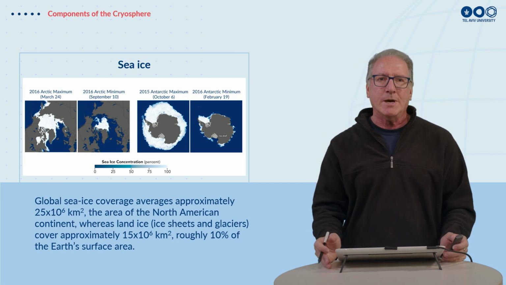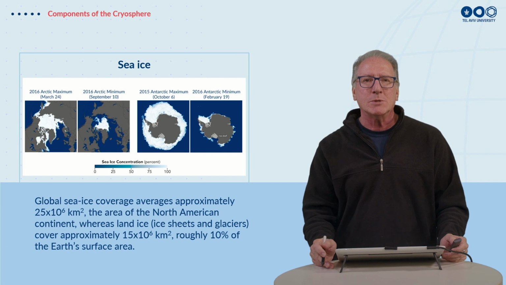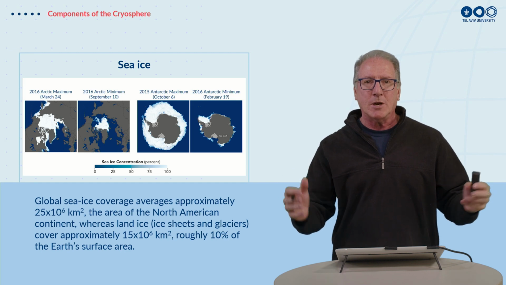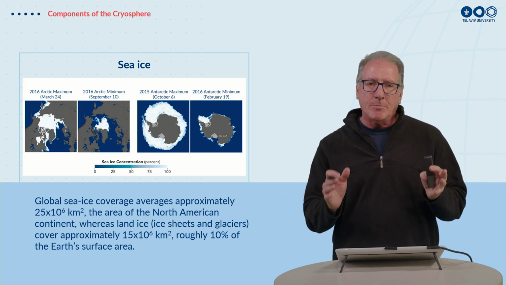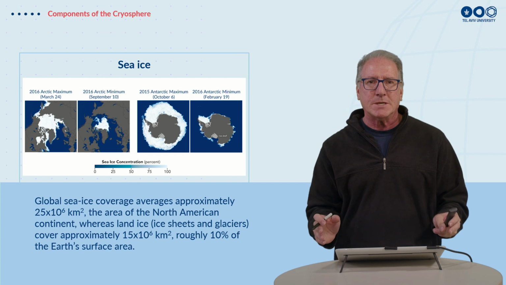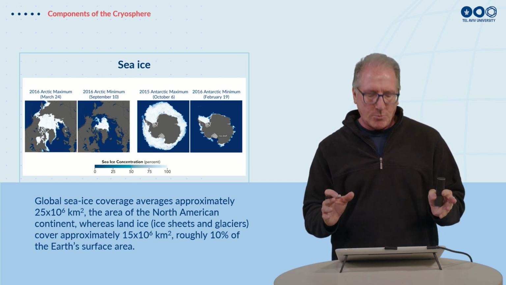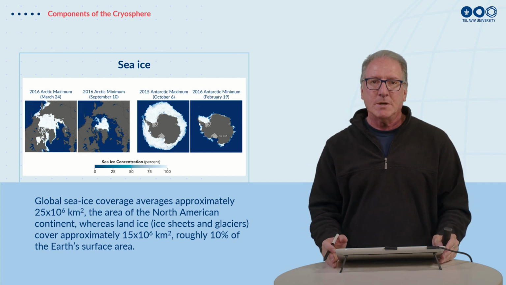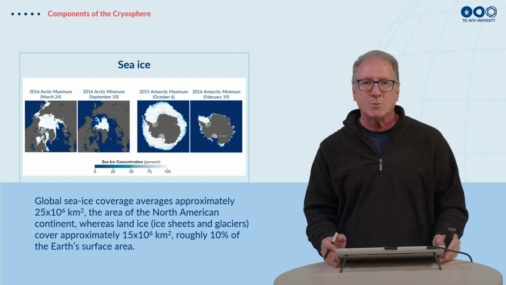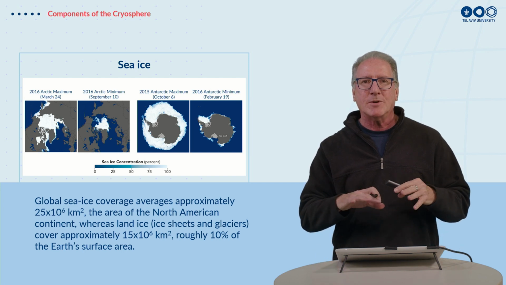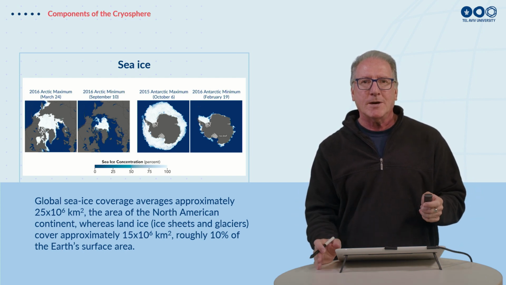When we look at the area covered by sea ice on a global scale, it's about 25 million square kilometers. That's about the size of the whole of North America, so it's quite a large area. And compared with the land ice, which is basically over Greenland and Antarctica, there we only have about 15 million square kilometers, which is roughly 10% of the Earth's surface. So we have a lot more ice covering the oceans than we'd have covering the land.